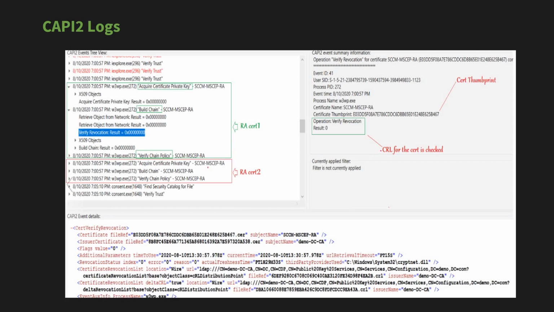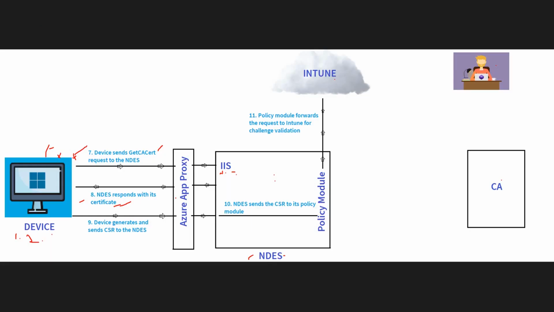And it is also going to check the CRL, to make sure that the revocation list is checked, to make sure that the RA certificates are not revoked or expired. So this CAPI log substantiates that the device is doing a verify chain and a build chain, and it is checking the RA certificate 1 and the RA certificate 2 before it is responding to the end device.